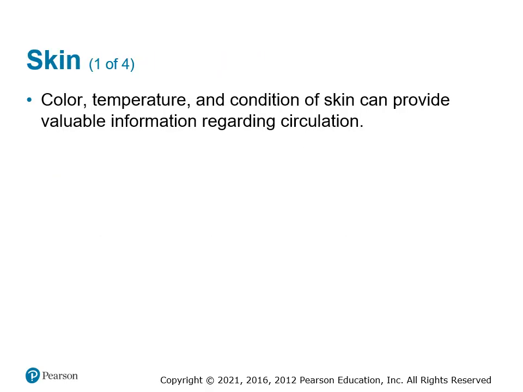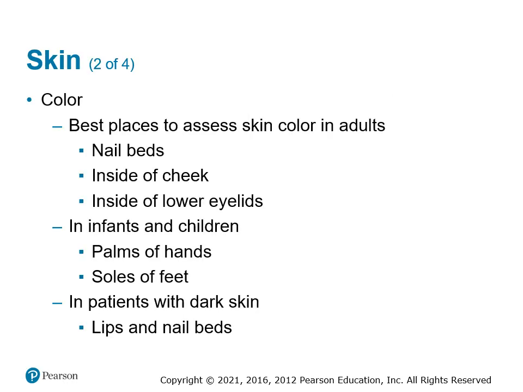Skin, we're going to look at color, temperature, and condition of skin. This is going to give us valuable information regarding the circulation of the patient. Best places to look at the color of the skin is in the nail beds, or inside of the cheek, or inside of the lower eyelids, and the mucosa is what they call it.